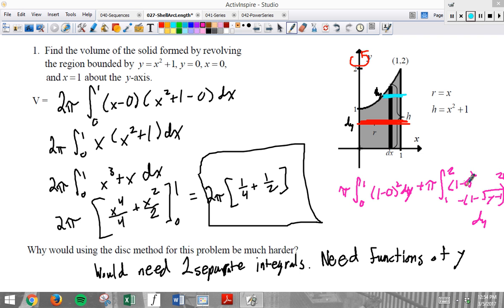Now, this integral is almost impossible to do by hand. It's not literally impossible, it's just almost impossible. You wouldn't want to do it. So for certain problems, the shell method is easier. It will avoid a lot of that nonsense. That was easy, simple, and clean.